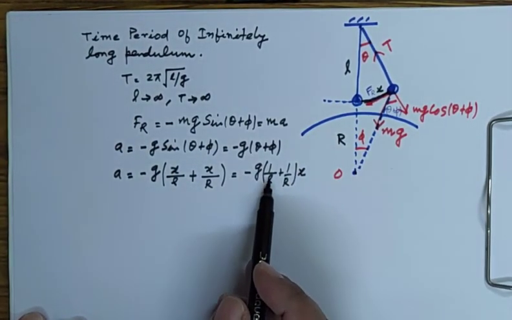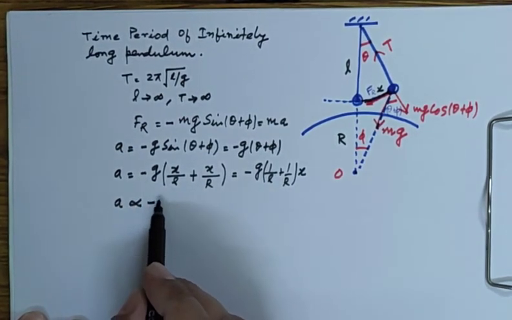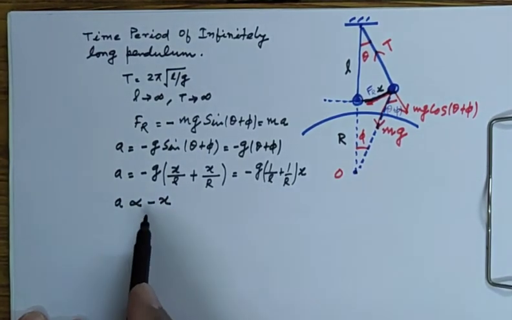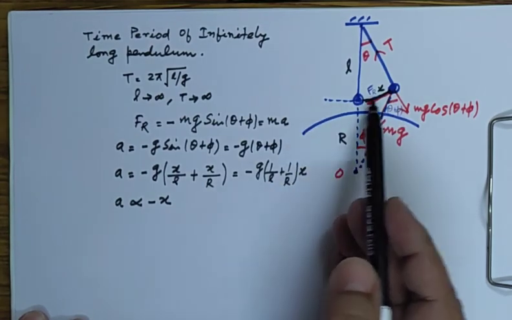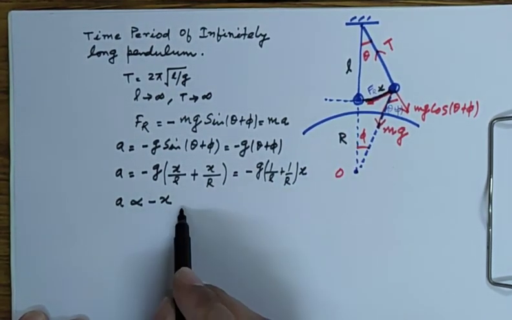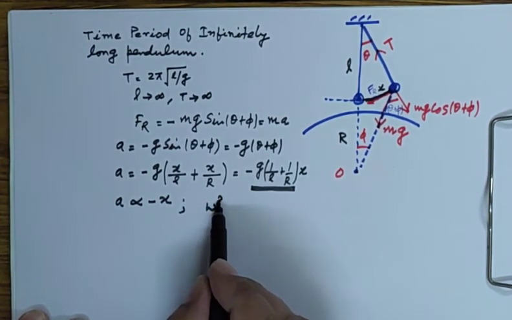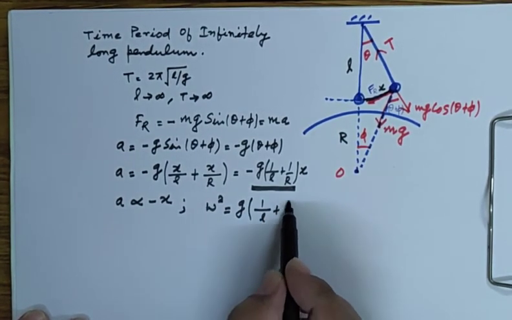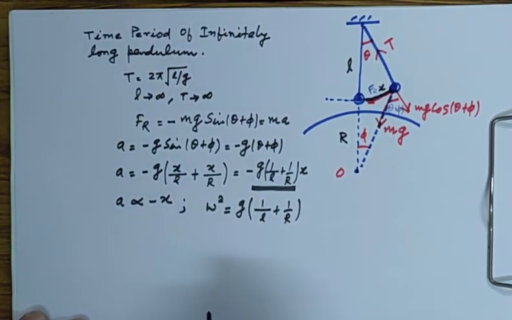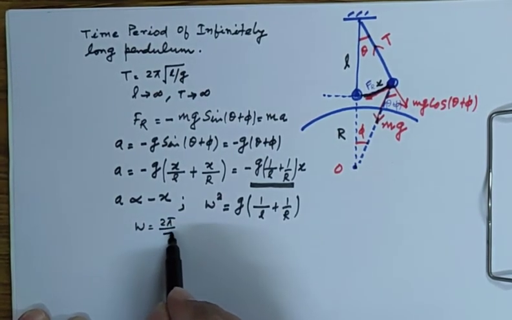So g is constant, L is constant, R is constant, so here we can see that acceleration is directly proportional to the negative of displacement. This is the necessary and sufficient condition for SHM. So this proves that the pendulum is doing simple harmonic motion. From the SHM equation we know that this constant is equal to ω². Now ω is nothing but 2π by T.